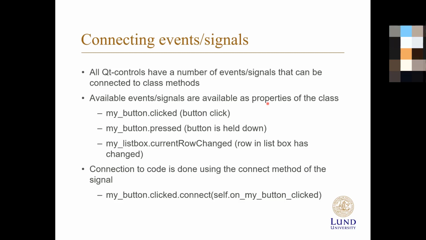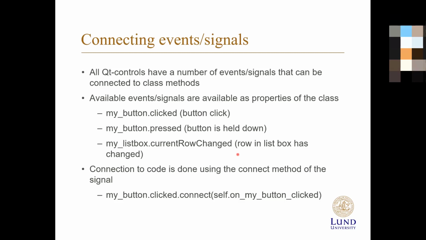So on a push button, there are several signals that you can use. There is clicked, which is when you click a button. So that's a complete click. When you click a button, it presses down and you release it. That is a full click. So that is what they mean with clicked. There is also a signal called pressed, which is called when the button is held down. So that is a bit different. Then you also have, for example, if you have a list box, a signal called currentRowChanged. That signal will be emitted every time the user selects a different position in the list.